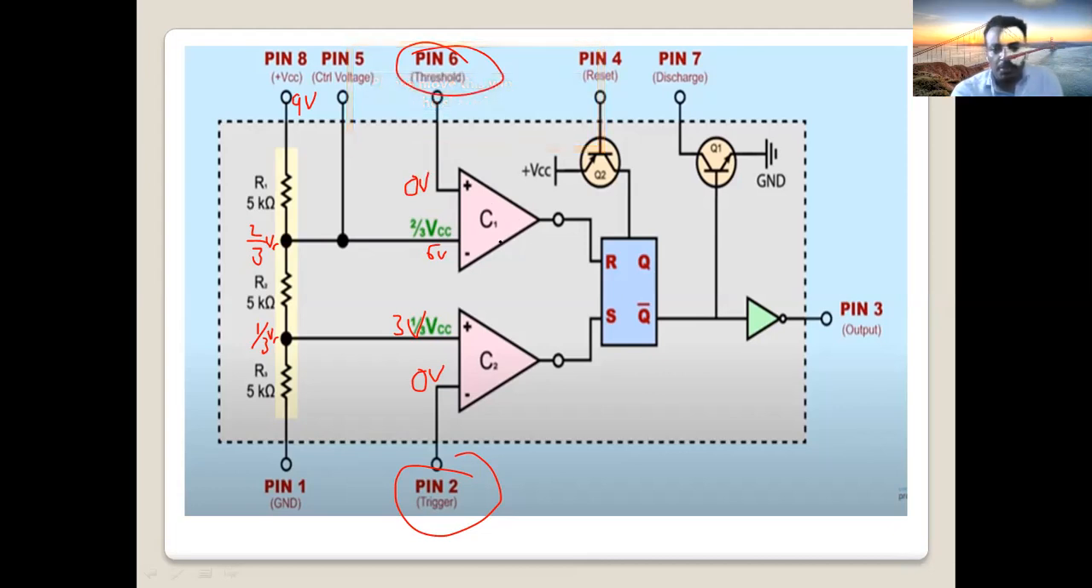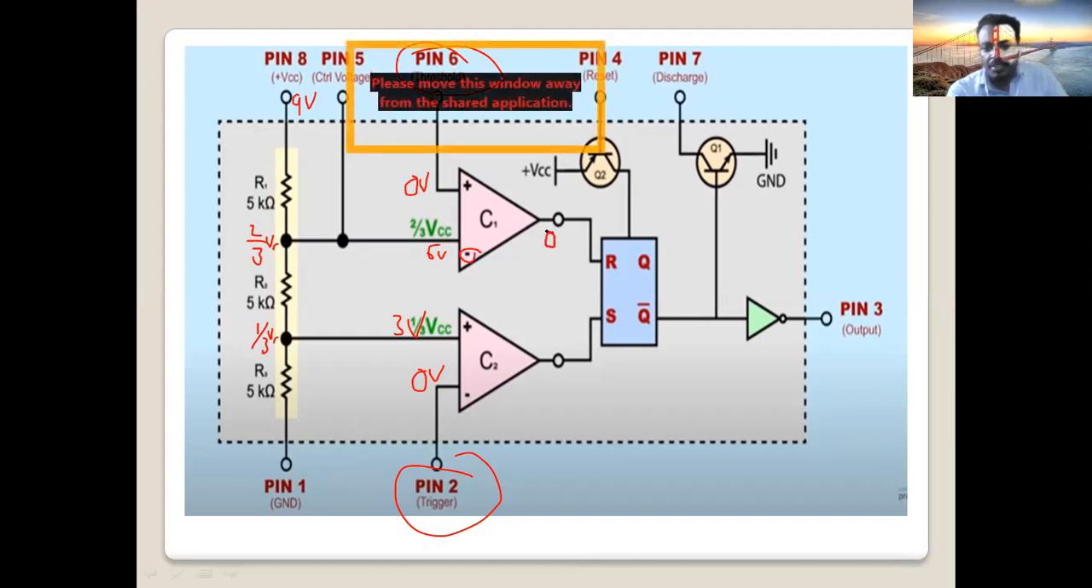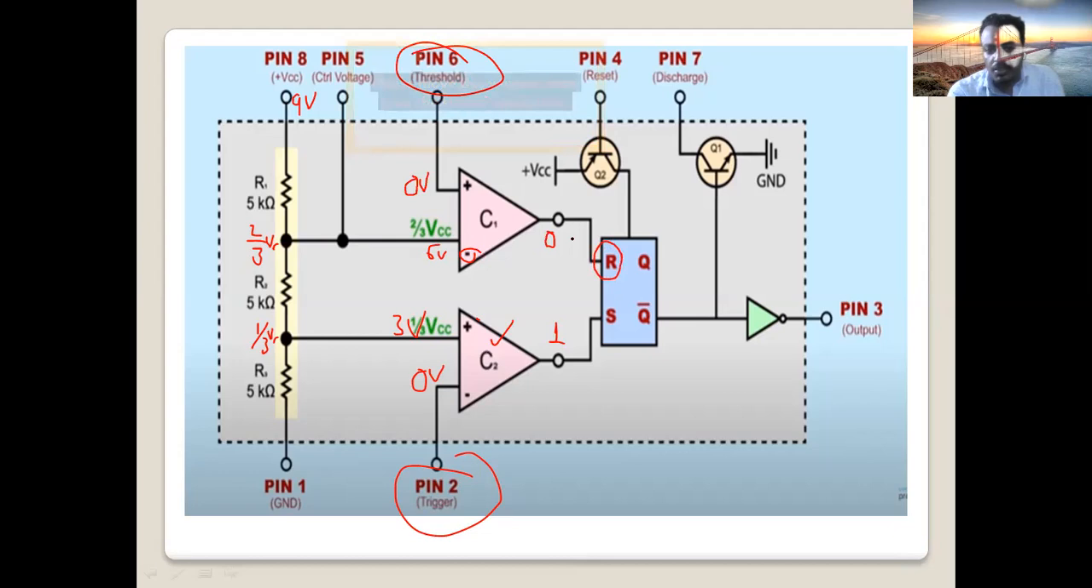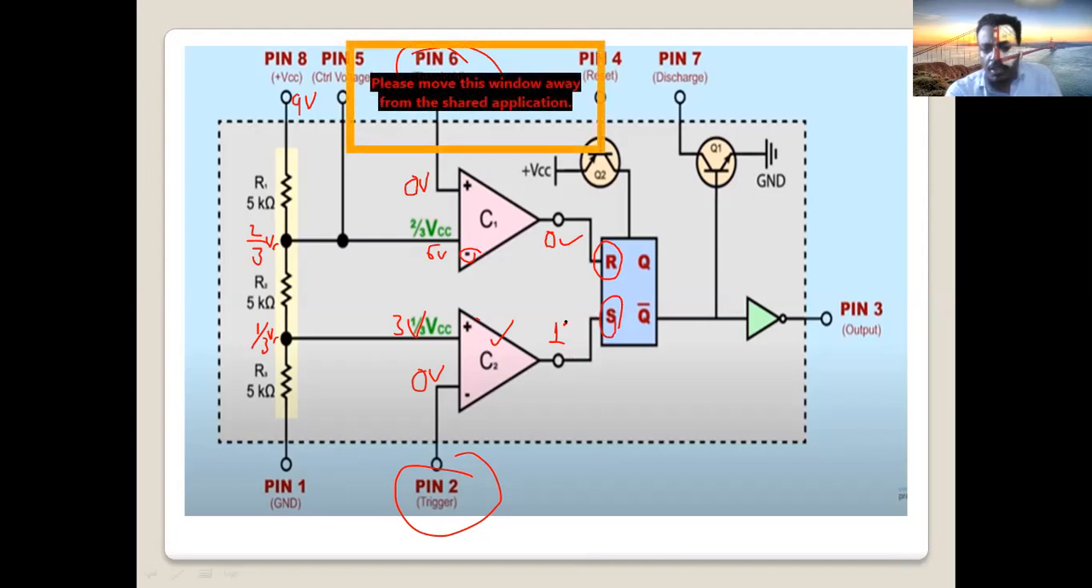Now, what will be the output of comparator C1? Compare the two, which one is larger? The negative is larger. Negative larger means comparator C1 output is 0. How about comparator C2? 3 volt, 0 volt. Which one is larger? The positive. When positive is larger than the negative, the output will be 1. We know how a comparator works. Comparator C1 goes to the reset pin, so reset is 0. The flip-flop set is connected to the output of comparator C2, so S is 1, R is 0.